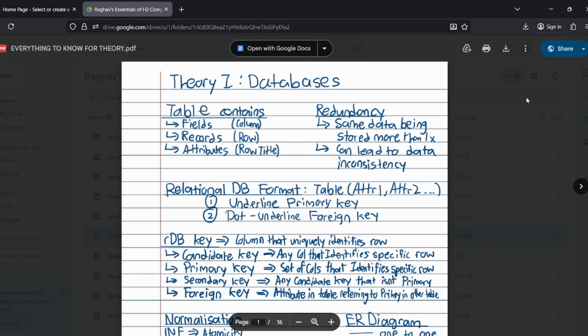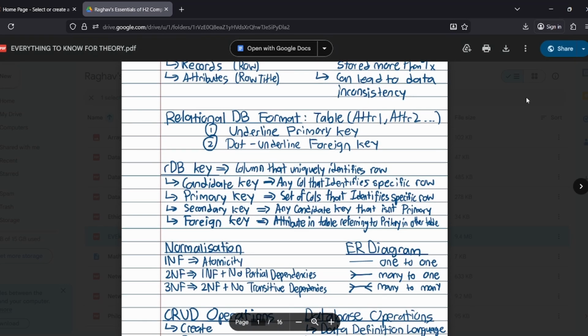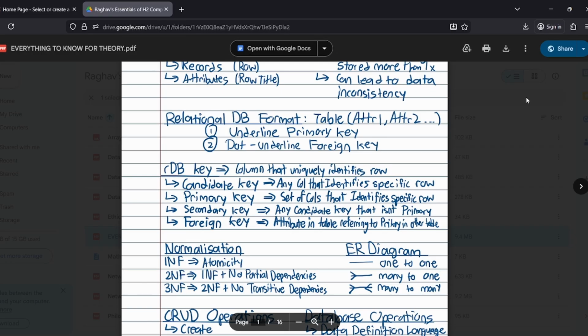Then we have redundancy. Redundancy is the idea that the same data should not be stored more than once, because it can lead to data inconsistency. Then we have the relational database format, which is basically table, and then in the brackets, attribute 1, attribute 2, etc. You must underline the primary key and dot underline the foreign key. This is a very important distinction you have to do for A's. Just keep this in mind, and don't forget primary keys and foreign keys.